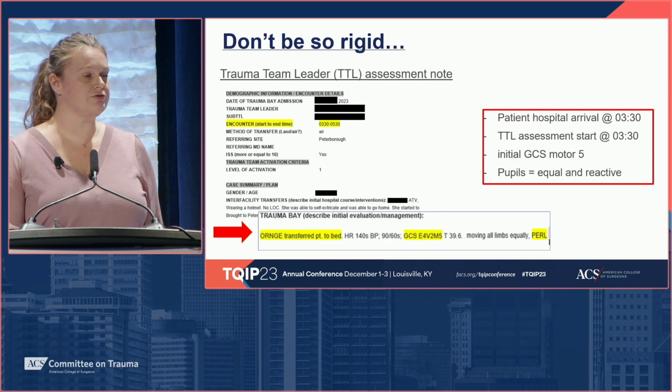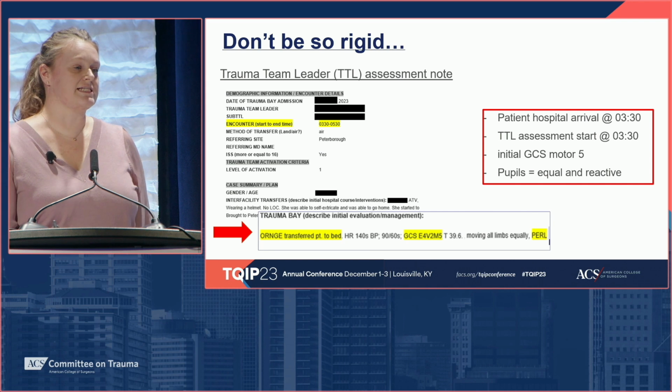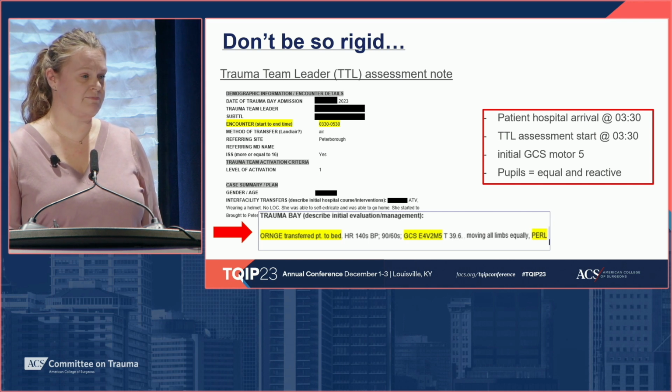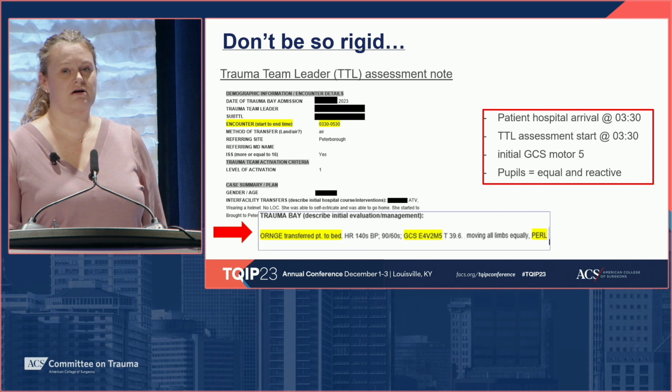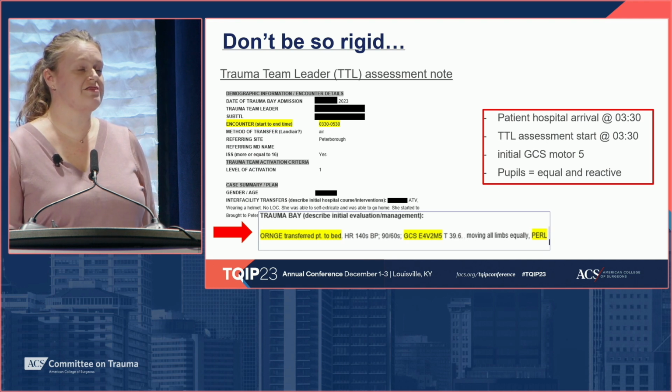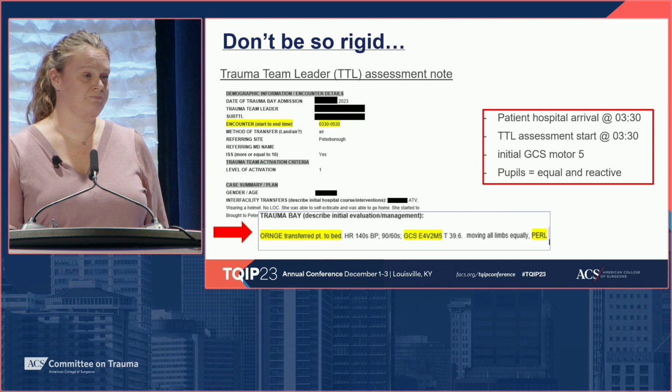So this is true. However, this is the assessment note that goes with that same patient. So the registry was not collecting these vitals for TQIP, as there's no exact time for when they're being documented. So how do we know that they are actually within 30 minutes of hospital arrival?